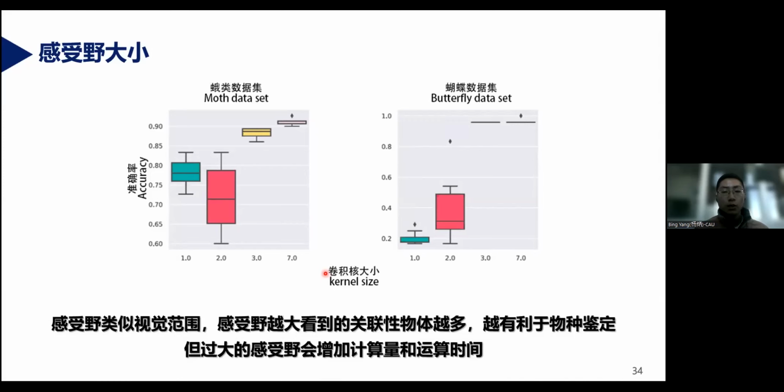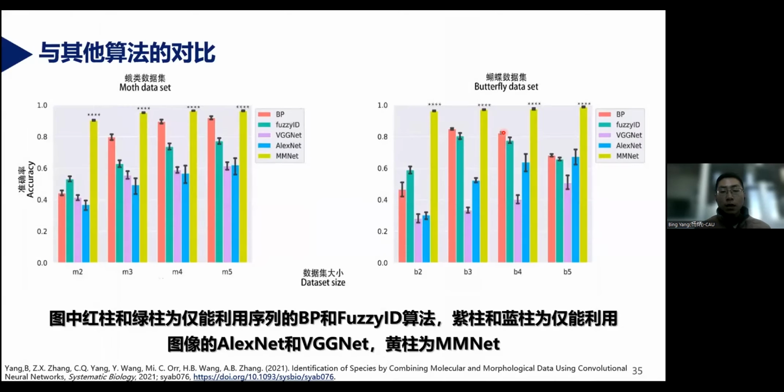The receptive field is similar to visual range. With a larger receptive field, more related objects can be seen. But a larger field would increase the amount of calculation. From the graphs here, we can see that when the receptive field size is 7, we have optimal results.